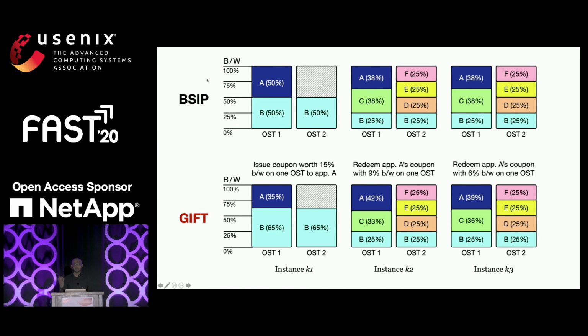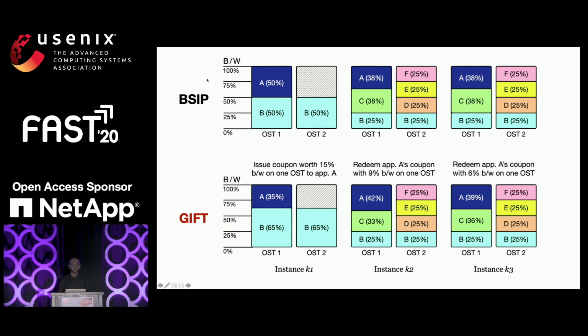And then lastly, at another instance, again we see a similar scenario, and this time we notice that application A's outstanding coupon is only 6% remaining. So we give that 6% to application A, and we give the remaining 3% to application C. So in the last scenario, application A has 39% of the bandwidth, and C has 36% of the bandwidth. So as you notice, in both BSIP and Gift, both do perfectly fair bandwidth allocation, and both do perfectly synchronous I/O progress. But with Gift, we have actually saved the system bandwidth by 15%.